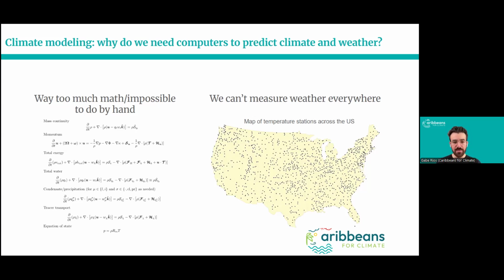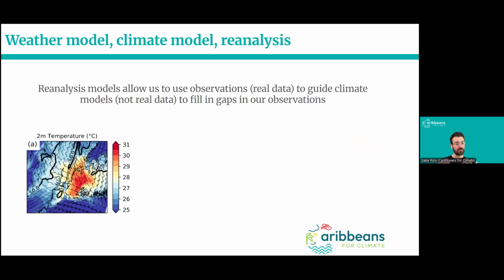So using computers to implement these equations on a domain that spans our whole climate system can help fill in these gaps. But that leads us to talking about three different types of models that we're going to talk about in our Python tutorial. So we have weather models, climate models, and reanalysis. Weather models are what we use to generate our predictions for 3, 5, 7 days out that you see on the news.